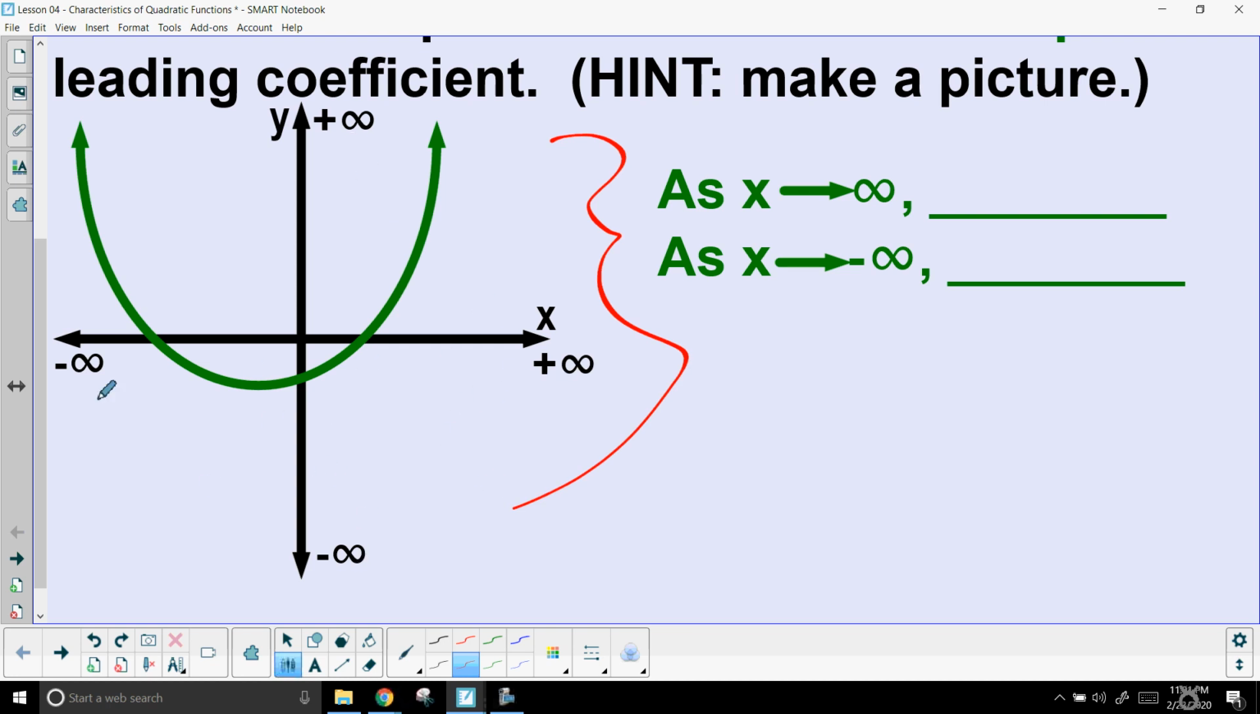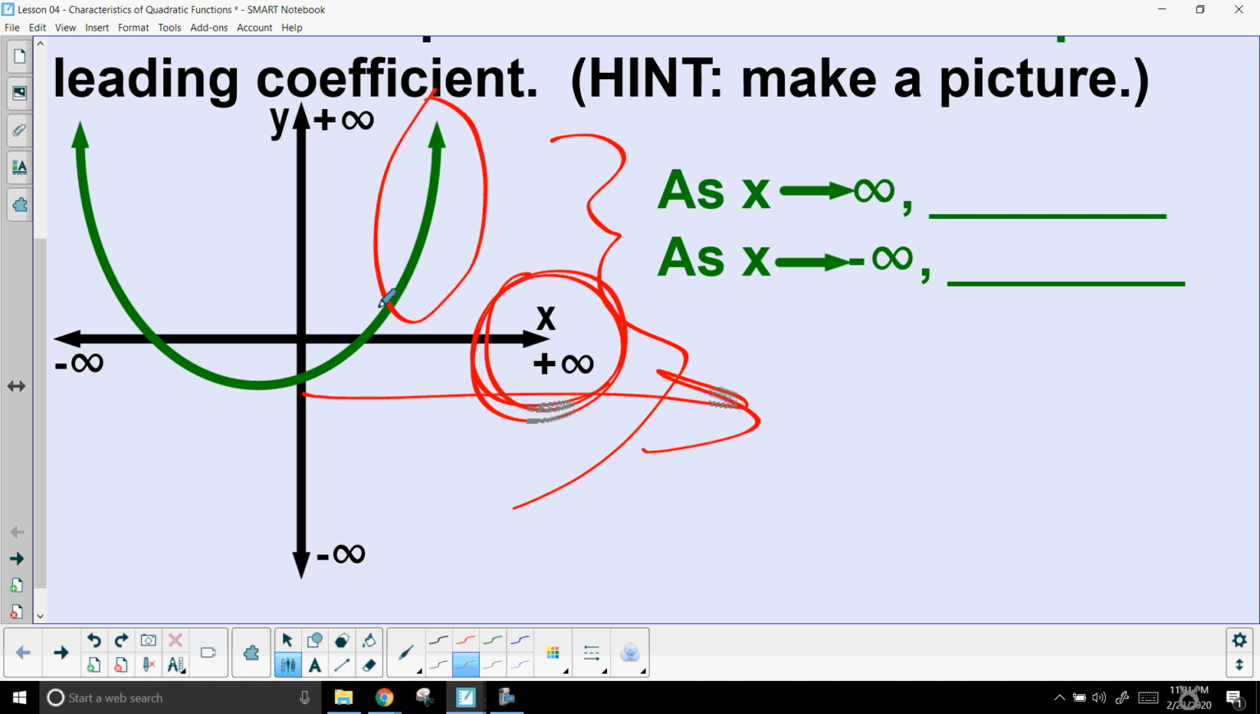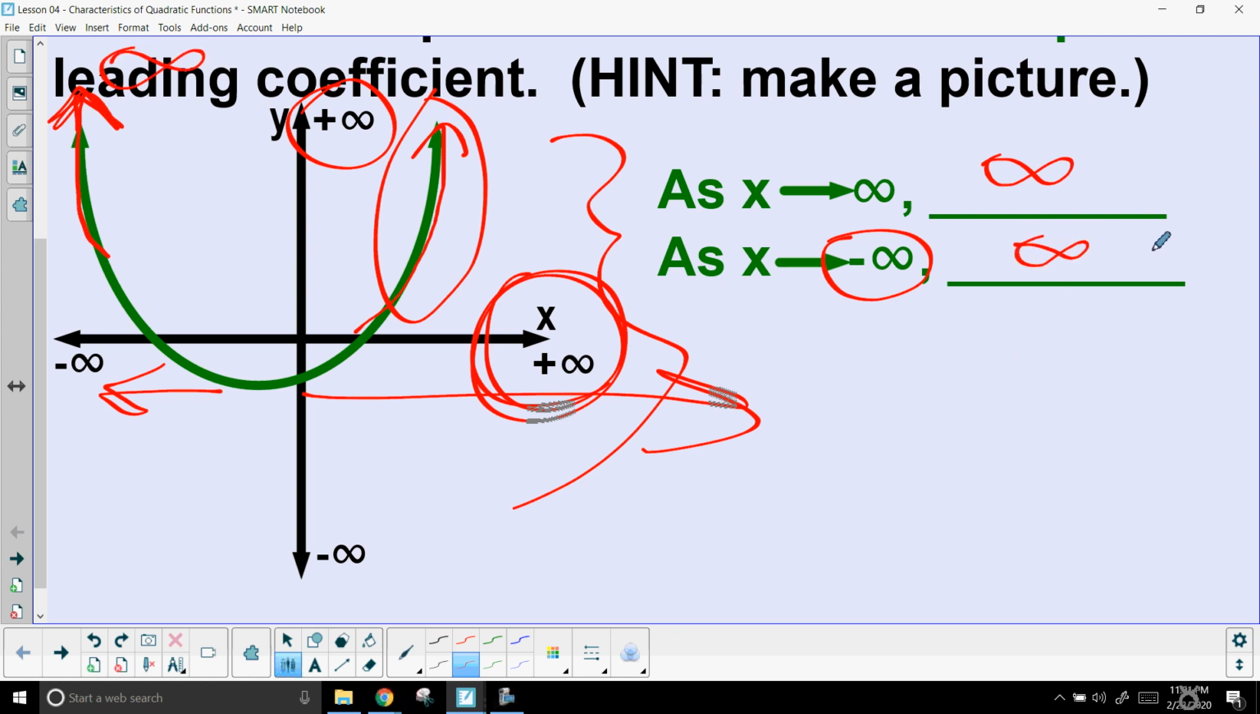As x approaches infinity, as we're moving right, what is the y doing? It's going up to infinity. So, as x goes to negative infinity, what are the y values doing? Going up to infinity. That's right. When it opens up, both of these answers are going to be positive infinity, which means if it's opening downwards, they'd both be negative infinity.